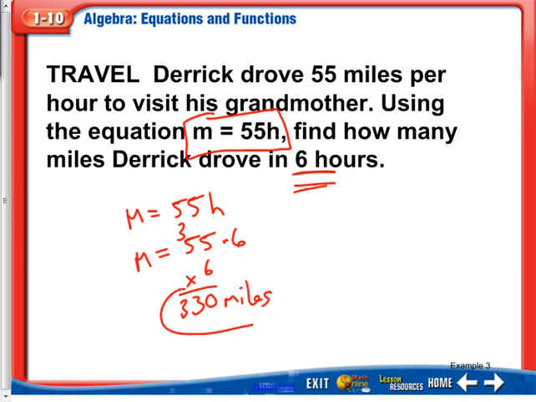So if you're driving 55 miles an hour and you drive for 6 hours, you will go 330 miles. Of course, that's considering you're going exactly 55 miles an hour the whole time. You don't have any traffic, you don't have to slow down, and you don't go any faster than 55.